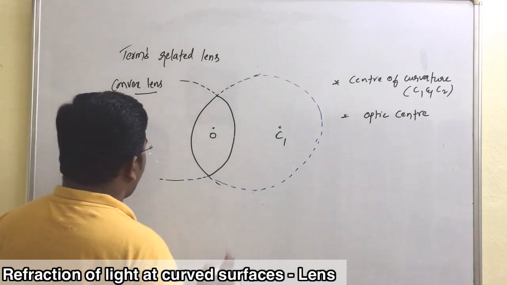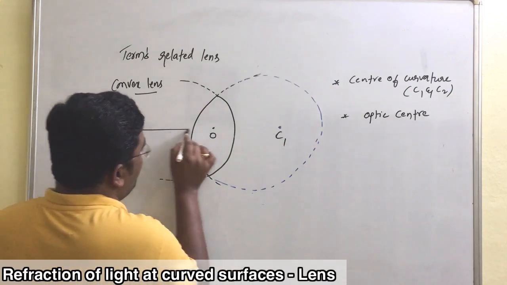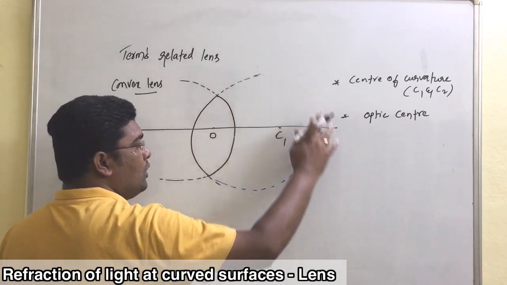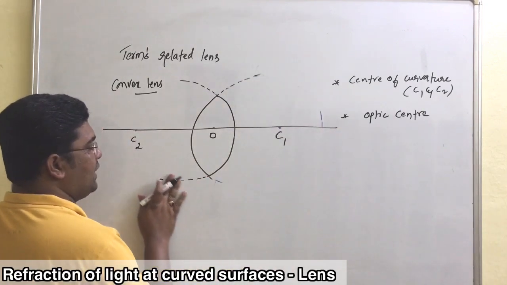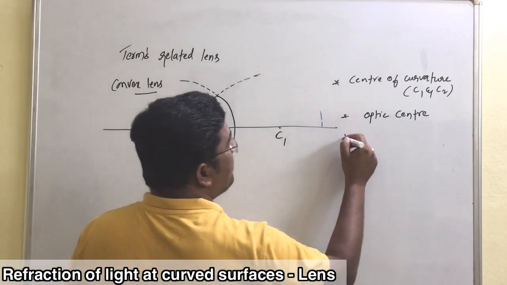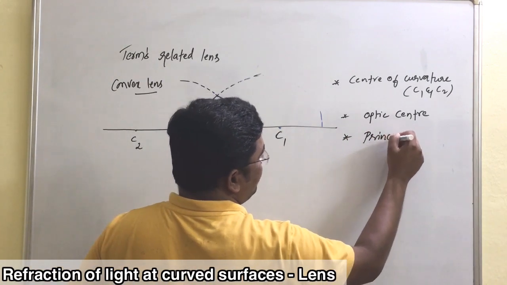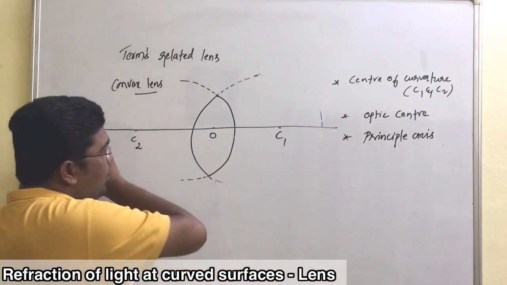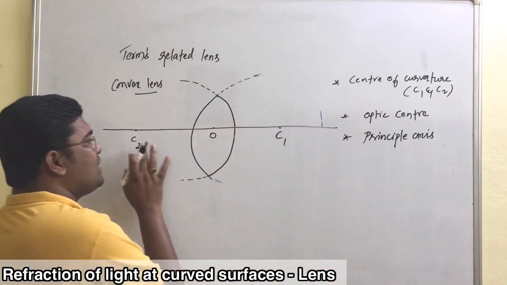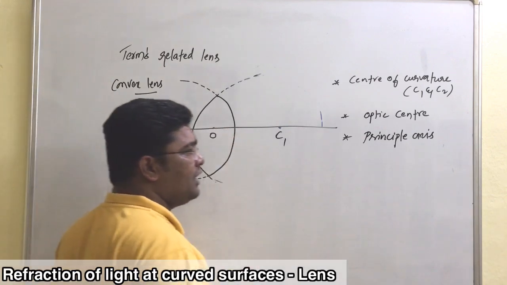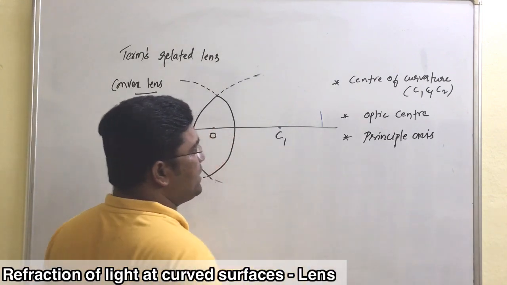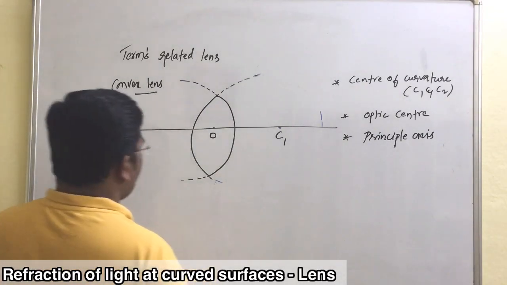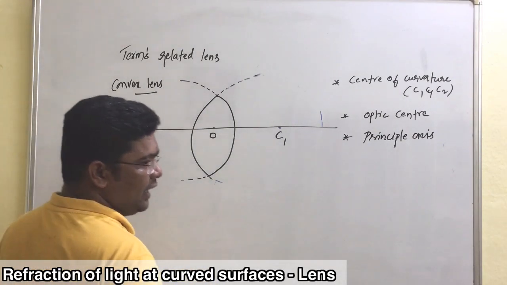Now next, a horizontal line which is drawn through the center of curvature and optic center is called the principal axis. So what is the principal axis, students? An imaginary horizontal line which is drawn through the center of curvature and optic center is called the principal axis.